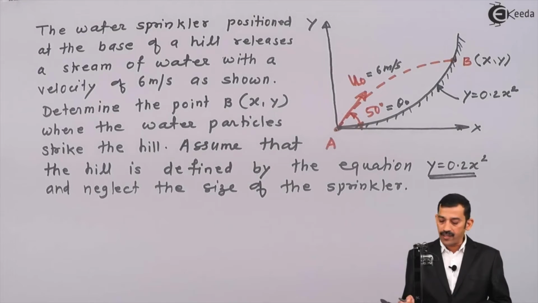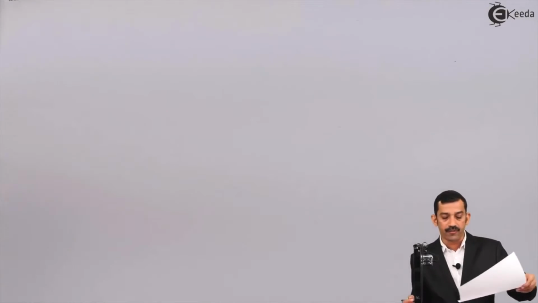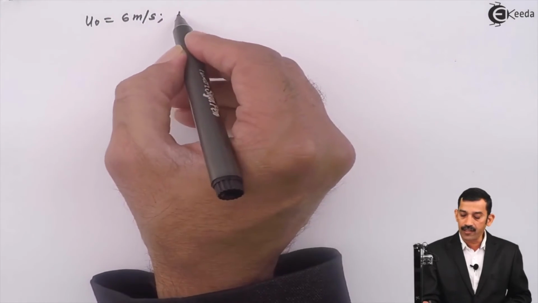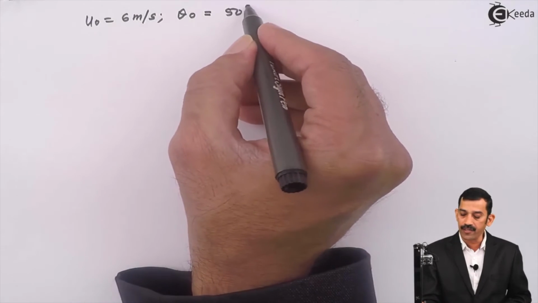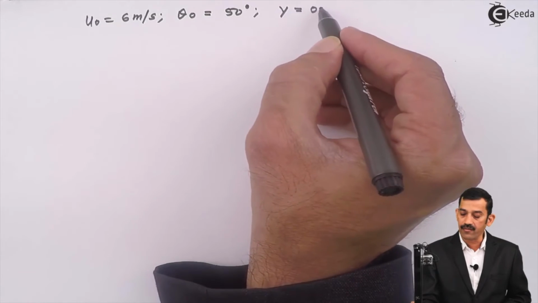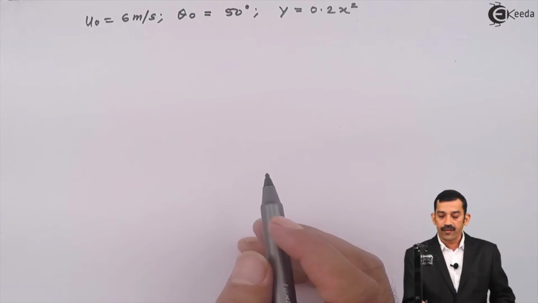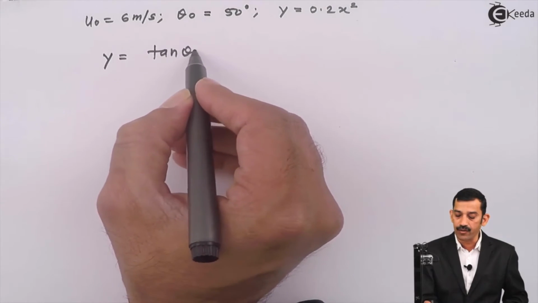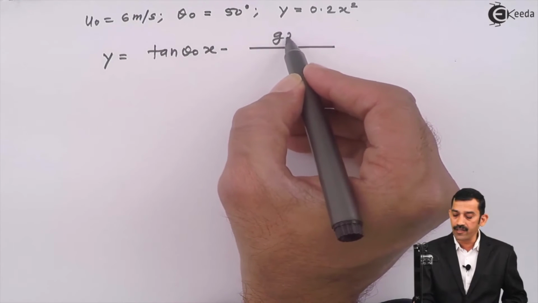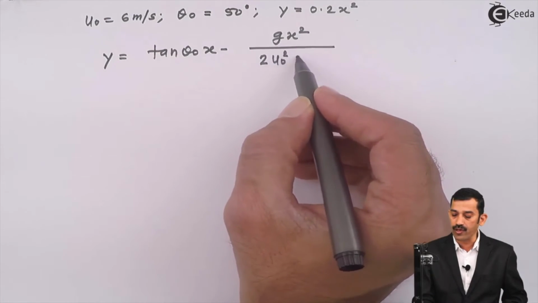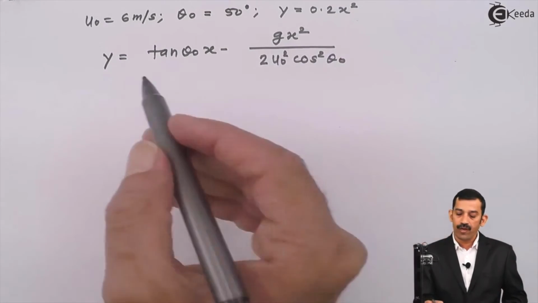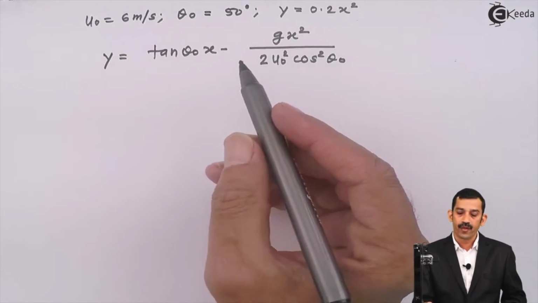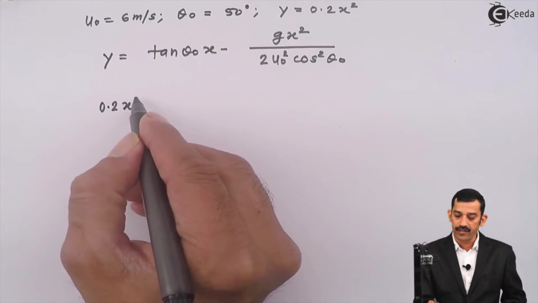Therefore, what data is given, if we write it one by one: u0 is 6 meters per second, theta 0, the angle of projection, equal to 50 degrees. The relation between y and x is y equal to 0.2 x square. We use the equation of path: y equal to tan theta 0 x minus, in the numerator g x square, in the denominator 2 u0 square cos square theta 0. Y we will substitute in terms of x, and y is positive because the final position is above the initial position. Therefore, y equal to positive 0.2 x square.